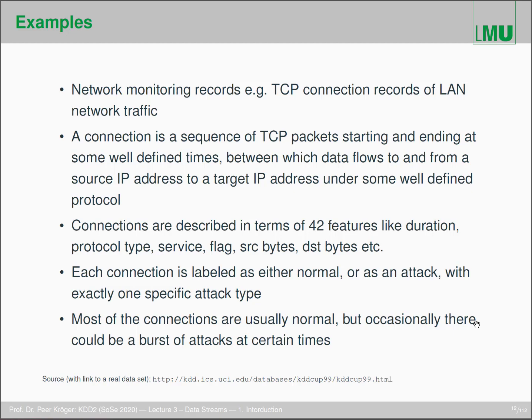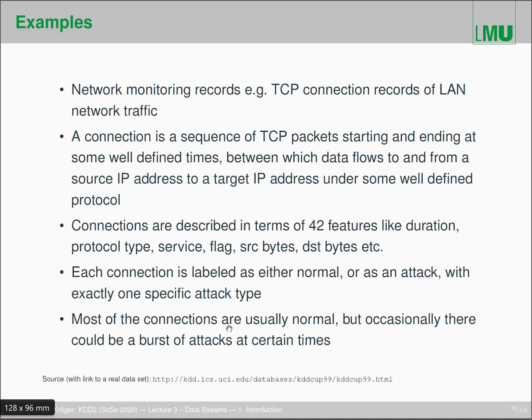Network monitoring records, for example, TCP connection records from LAN network traffic. A connection is a sequence of TCP packets starting and ending at some well-defined times, in between which data flows to and from a source IP address to a target IP address. You probably know that. Under some well-defined protocol, hopefully, and the connections are described in terms of 42 features like duration, protocol type, service, flag, whatever. Each connection is also labeled as either normal or as an attack. And in the best case, you also know the attack type, like spam, Trojan horse, or whatever.